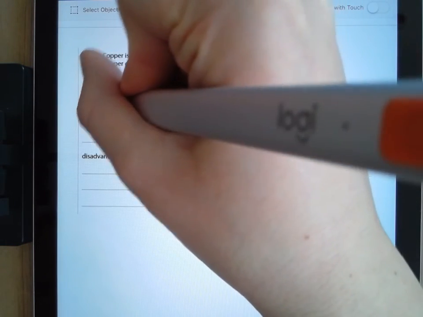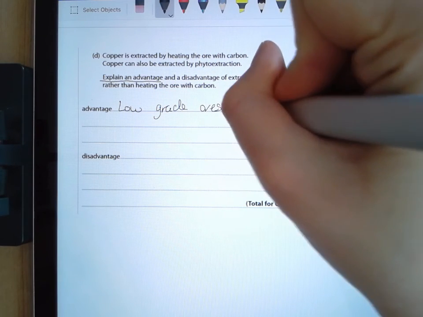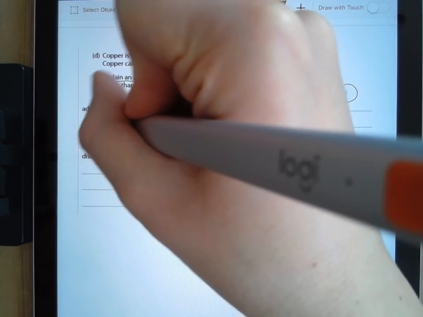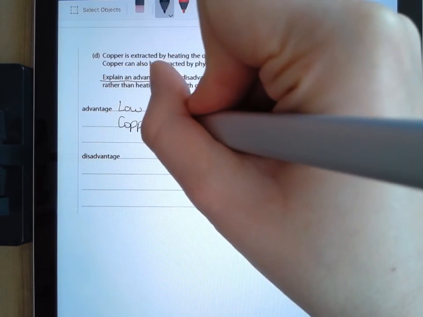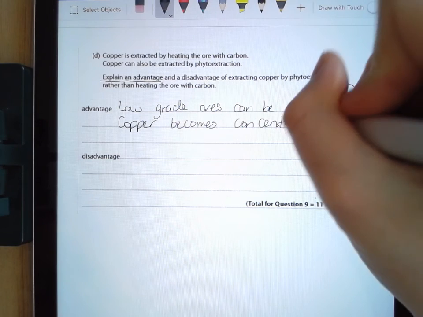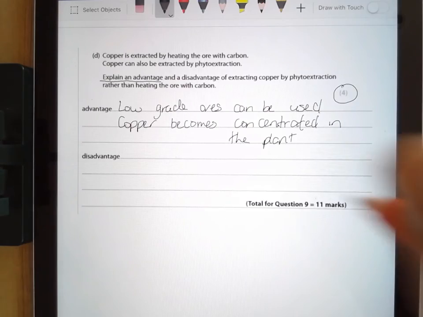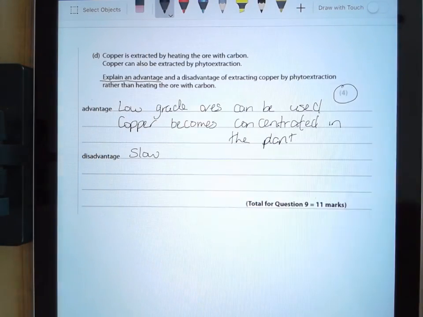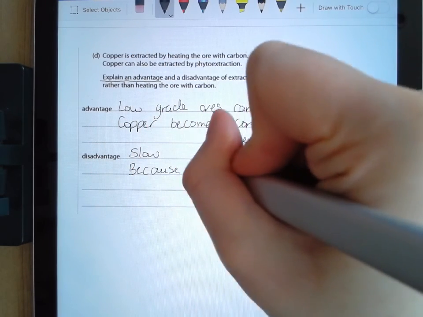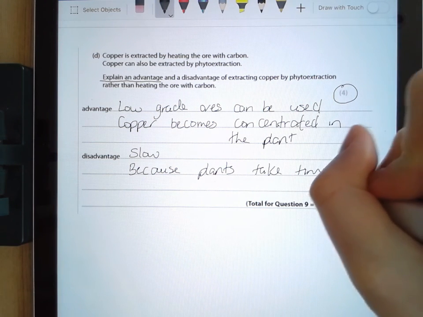So my advantage would be low grade ores can be used, and I need to explain why that's the case, and I will say the reason that they can be used is because the copper becomes concentrated in the plant. And then a disadvantage, I'm going to say it's slow. That's a disadvantage. I need to explain why it's slow. And this one's a bit easier because plants take time to grow.